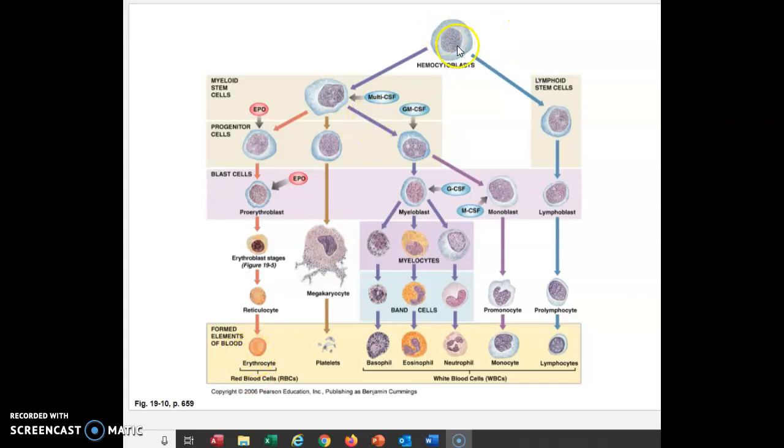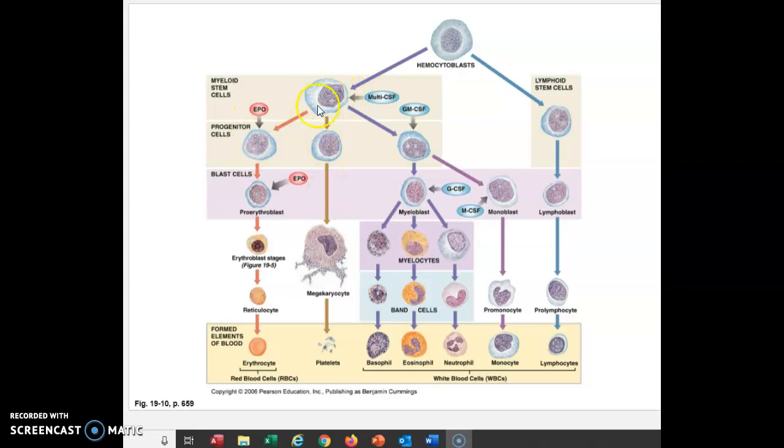So what if we are exposed to multi-colony stimulating factor, so we go on the myeloid stem cell route, and we're also exposed to GM colony stimulating factor? G stands for granulocyte, M stands for monocyte, colony stimulating factor. Then we will go this route, and we won't go the other route because we were exposed to this, not to erythropoietin.